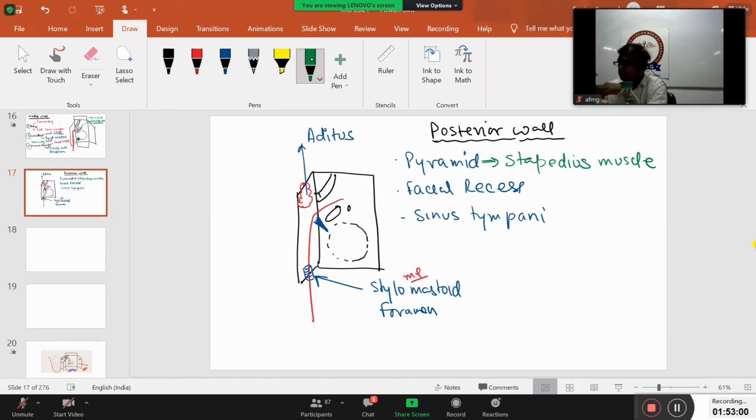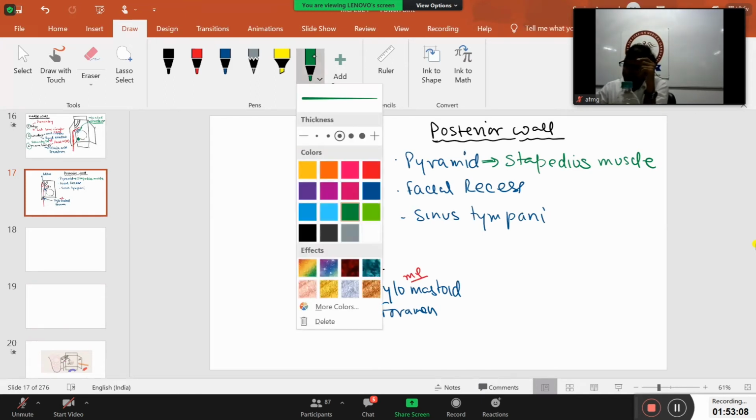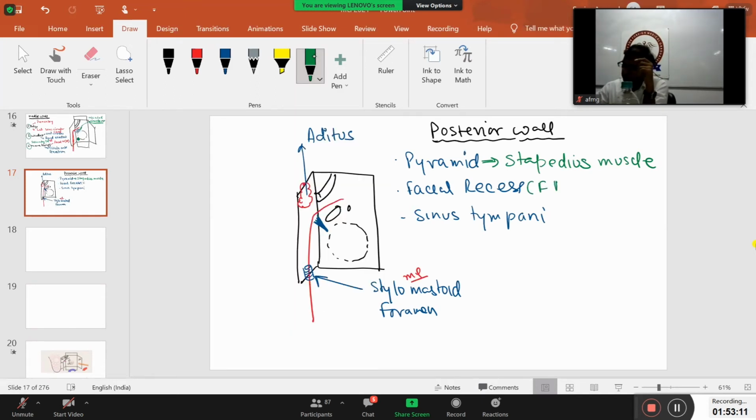We'll talk about this, but let me first tell you the other two names: facial recess and sinus tympani. Facial recess is FR, and sinus tympani is ST. So this area is called facial recess, FR, and this is ST, sinus tympani. Facial recess is on that side of the facial nerve, and sinus tympani is on this side.